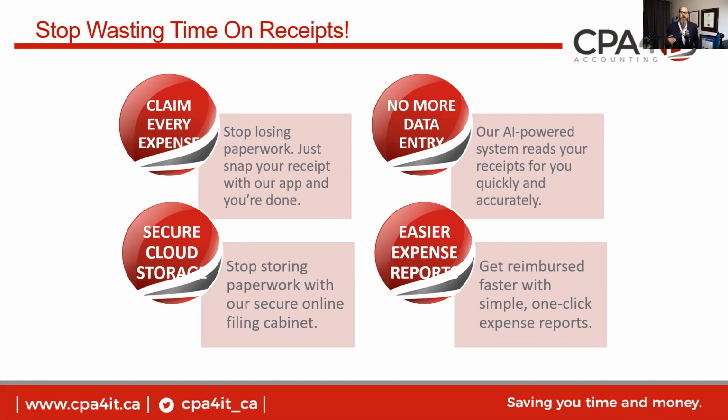So CRA wants to see the line item detail to see exactly what you bought, to be able to decide whether that item is legitimately deductible or not. So again, Receipt Bank is an amazing tool that helps you do that.